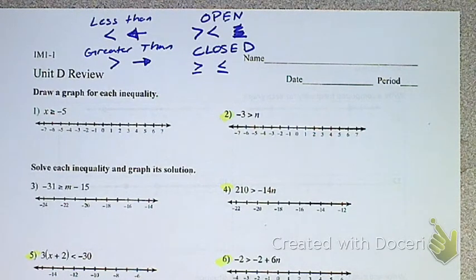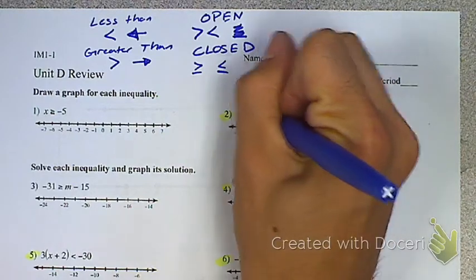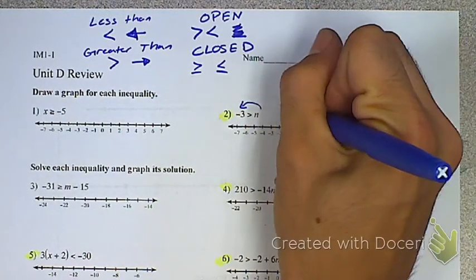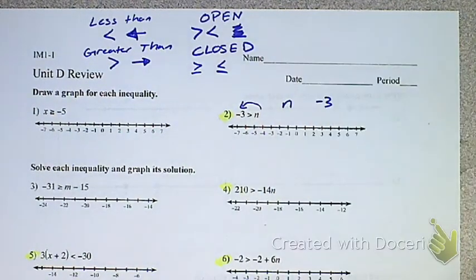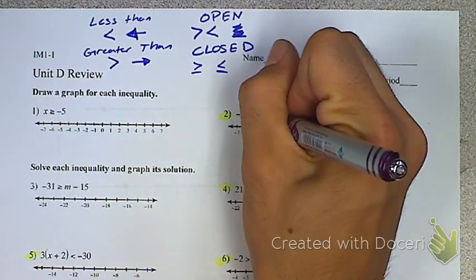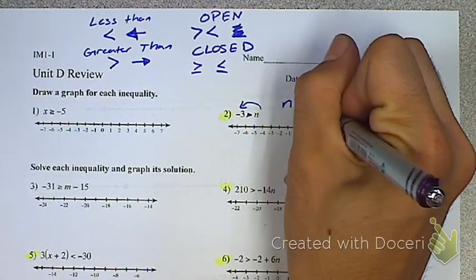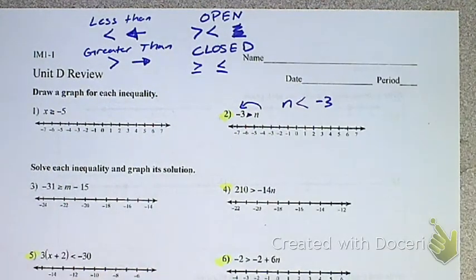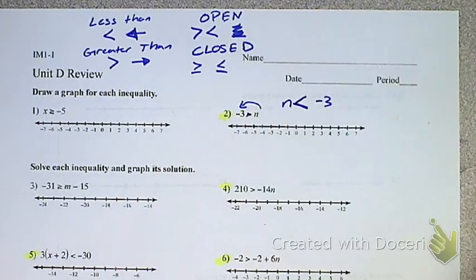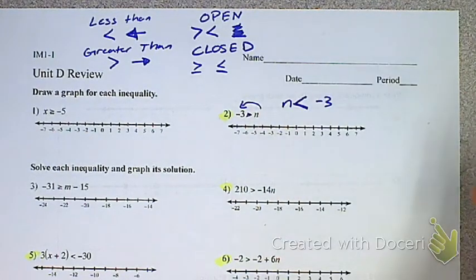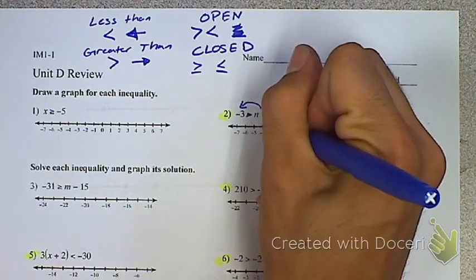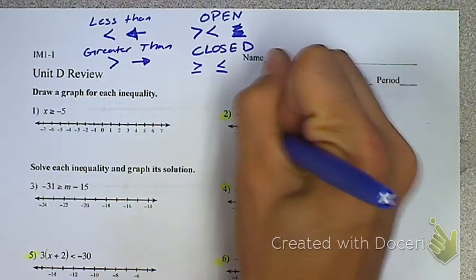Number two, we always like the variable on the left, so I'm going to switch everything over, meaning n is here, negative 3 is here. In this part here, that is eating the 3, so it's going to stay eating the 3, which means that n is less than negative 3. So open circle on negative 3, going to the left.